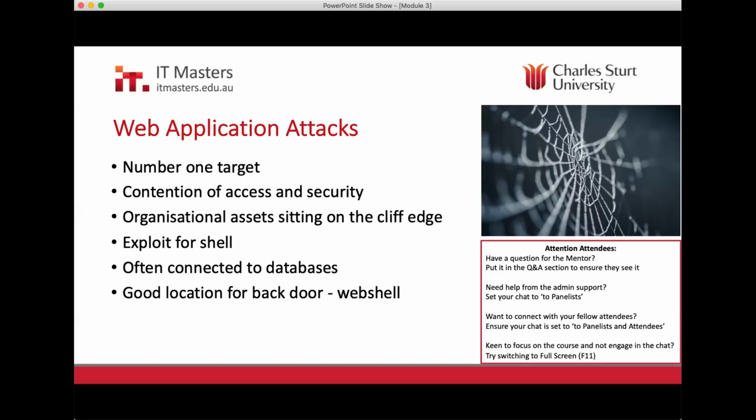That is why scanning your perimeter as an internal pen tester is ultra important. You are trying to find the stuff that is on the cliff's edge. You're trying to find the vulnerabilities that everyone can see. That's the number one target.